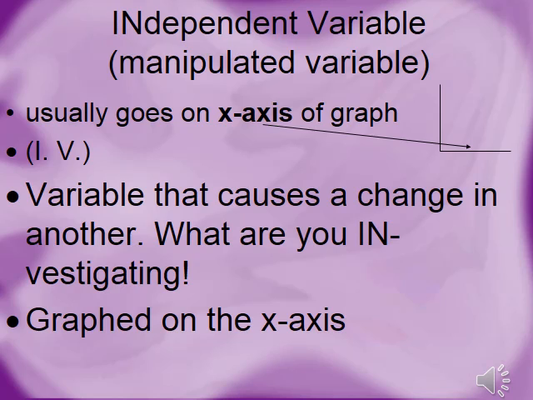The independent variable is also called the manipulative variable. When you graph, this goes on the x-axis, the horizontal axis. The way I remember it is when you get an IV in your arm, you lay down your arm horizontally for them to put the IV in. So IV goes on the horizontal axis.